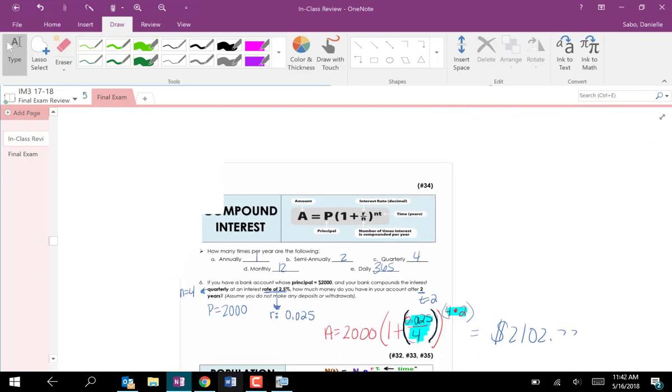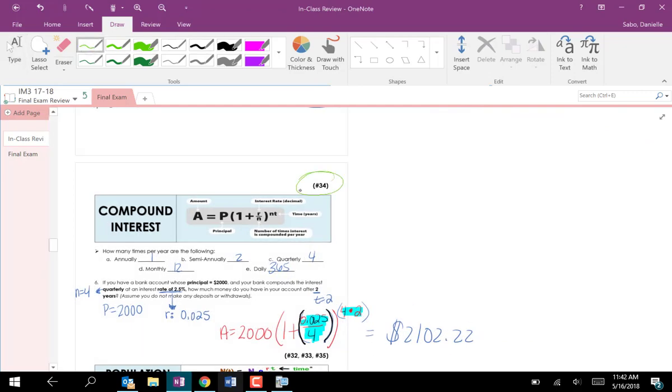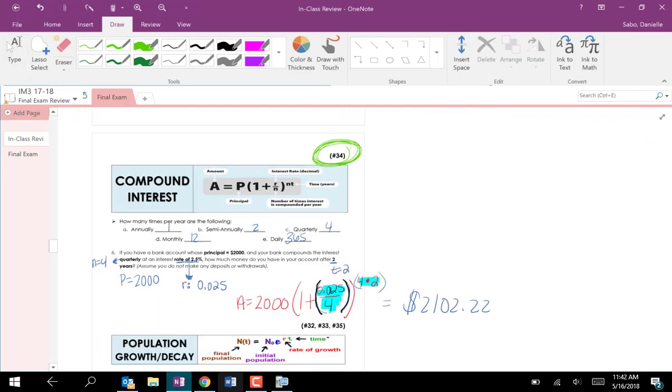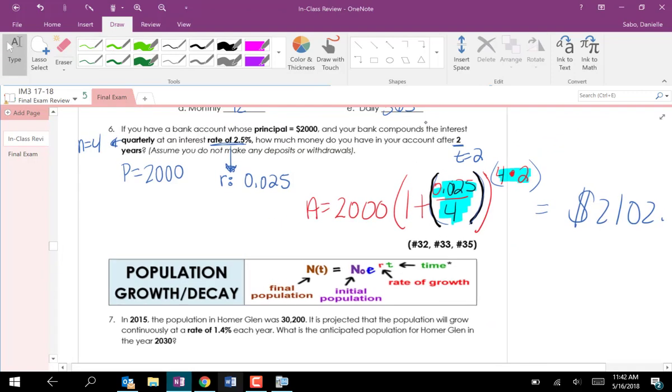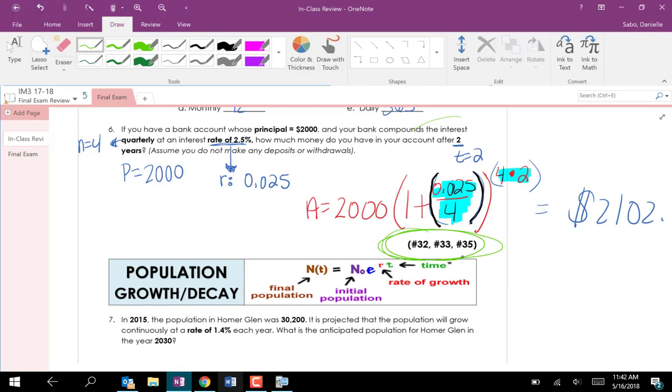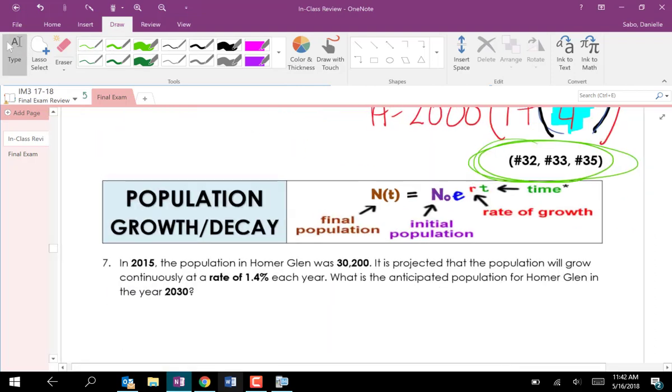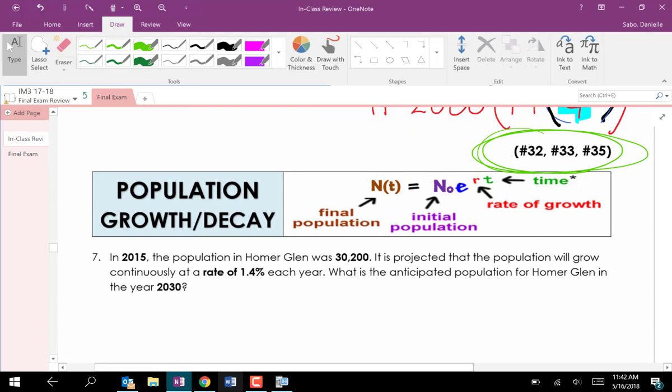So, any other questions? Okay, you have 34 too. That goes with 34. Then you have 32, 33, and 35. This is the next group. There's a lot of questions on this one formula, so I would really focus. There are 3 questions on your final with this formula. 3 out of 35 is a good amount of questions. So 34, 32, 33, 35. There are 3 questions on this one formula that we're about to do.